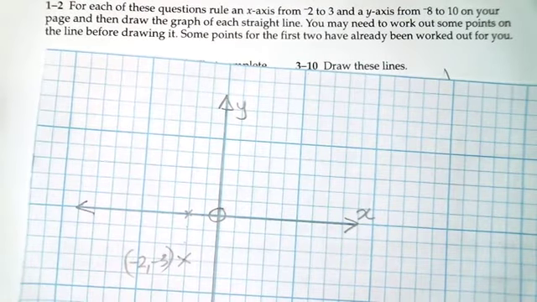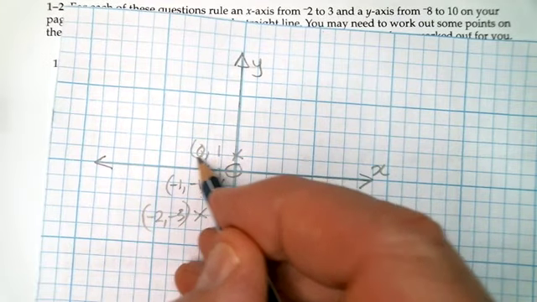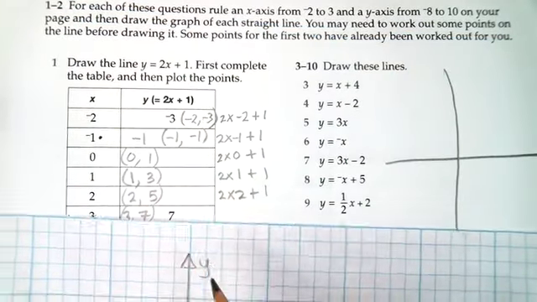All right, now let's have a look. We've got -1, -1. So let's do that now. Here it is. Next one is 0, 1. 0 along, 1 up. That's the one there. We've got a 1 along, 3 up. There it is, 1, 3.